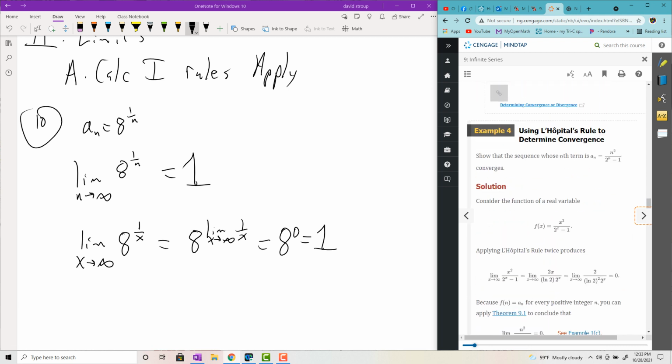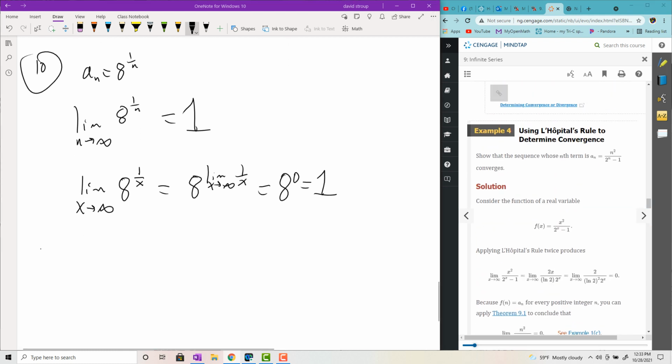Along with that, here's one example, number 4 in the book. They do L'Hopital's. So let me just show you that real quick. So they want you to find the limit of a sub n equals n squared all over 2 to the n minus 1.